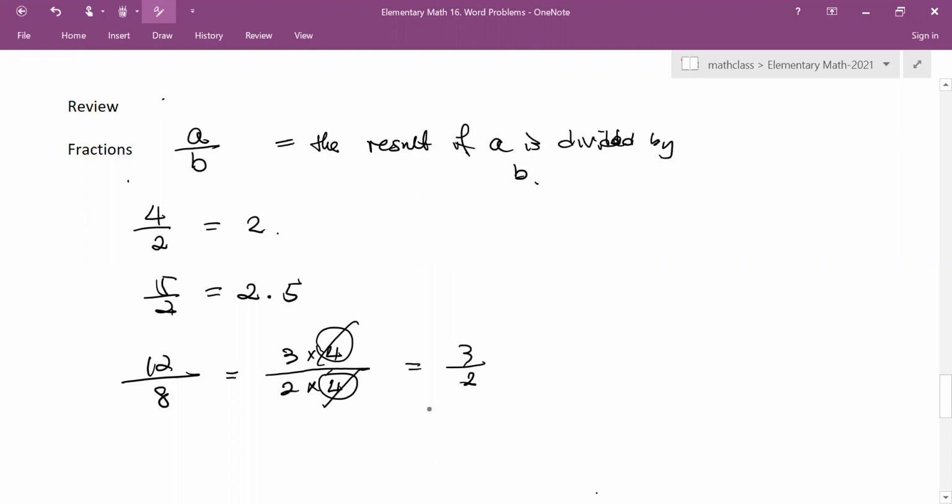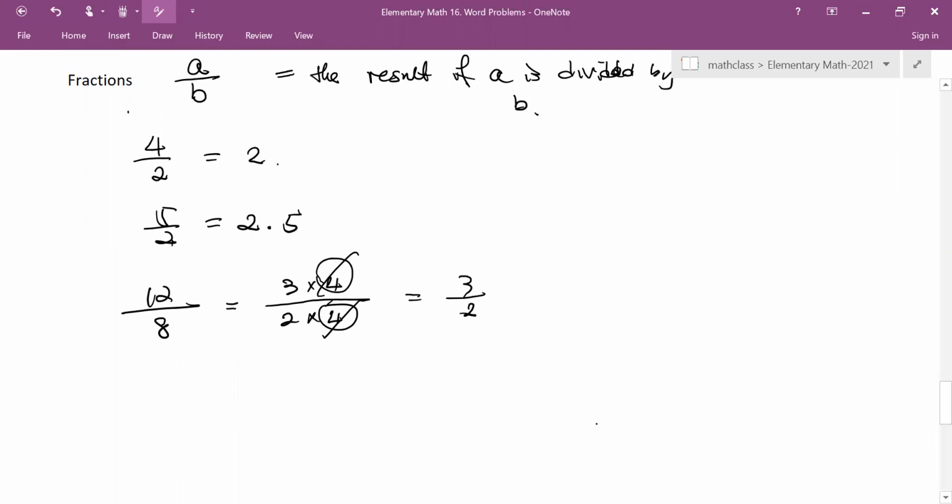If you want to change 3 over 2 to a decimal number, it's up to you. Sometimes we do, sometimes we don't want to. In general, I just want to keep the fraction. It looks better than the decimal number. So 3 divided by 2 is 1.5. Okay, so that's a fraction.